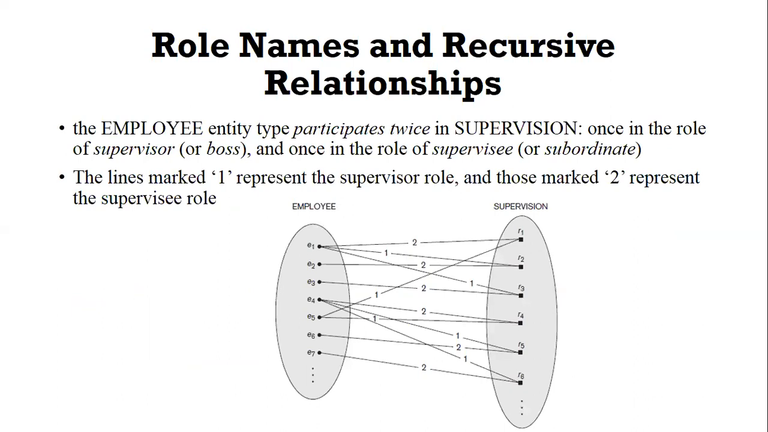So you see here in this diagram, the entity type employee participates twice in supervision, once in the role of the supervisor or boss, and once in the role of the supervisee or subordinate. So the supervisor is one of the employees. He will be working under his boss. At the same time, he will be boss for some of the employees. That is the meaning. The lines marked 1 represent the supervisor role, and those marked 2 represent the supervisee role.